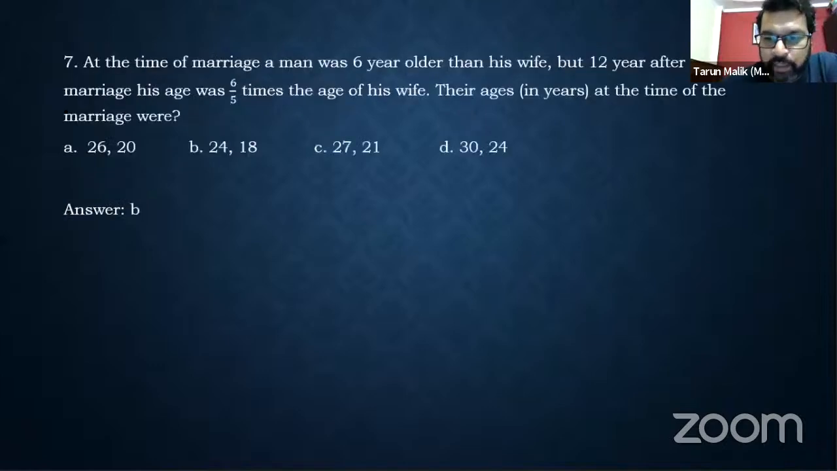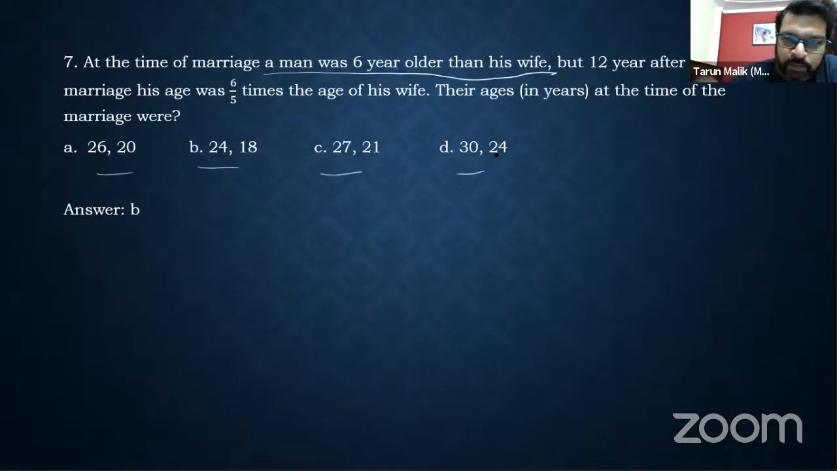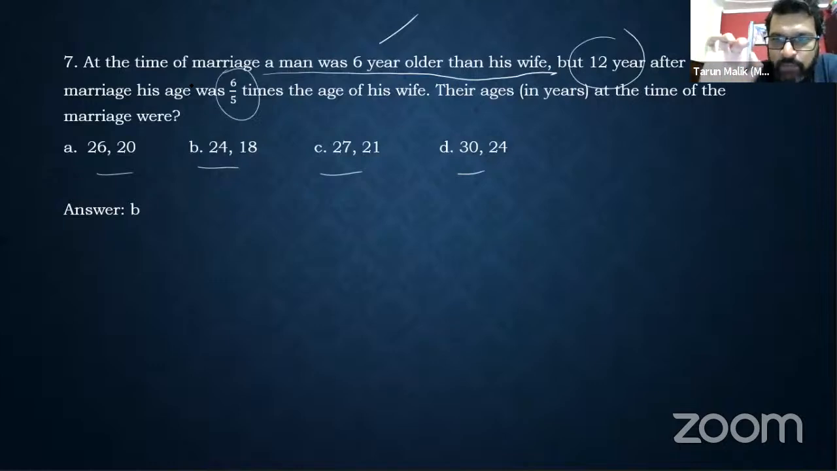Okay. This also can be done using the options only. At the time of the marriage, a man was 6 years older than the wife. So the difference is 6 for every number. No problem with that, so that is ruled out. After 12 years, it is 6 by 5 times. So basically, the wife's age after 12 years must be a multiple of 5. That's for sure.